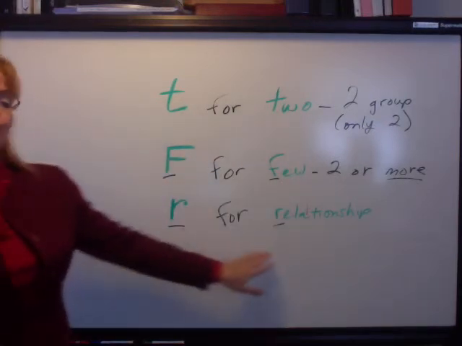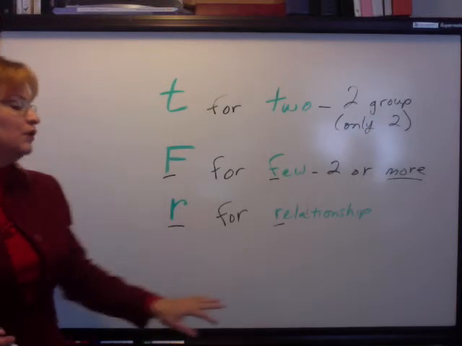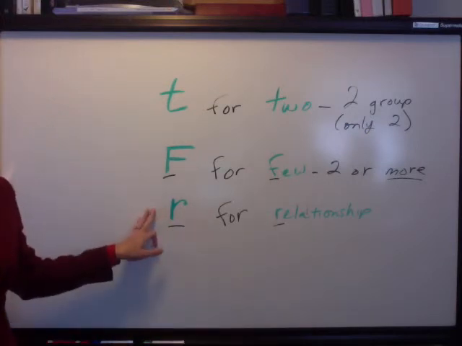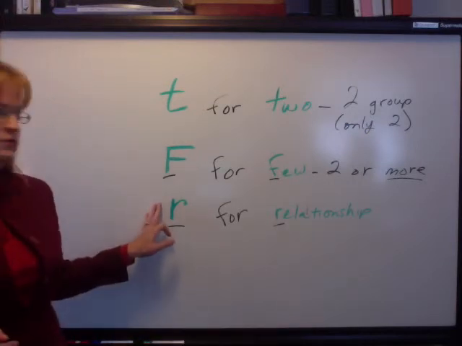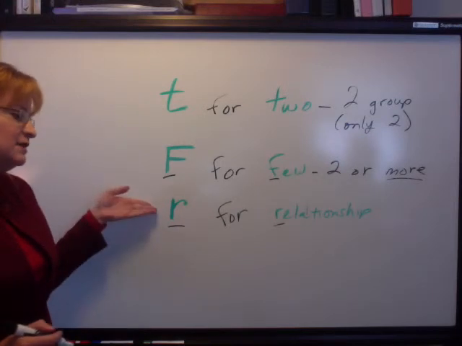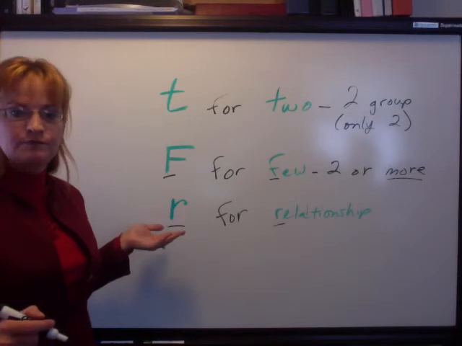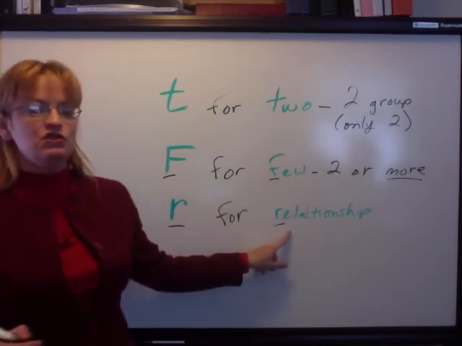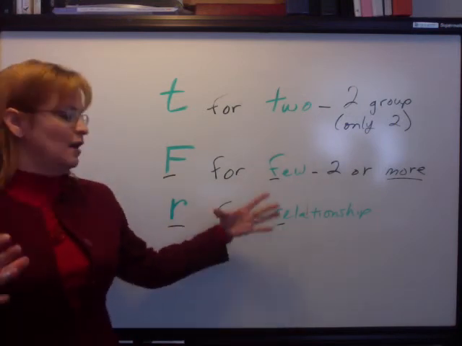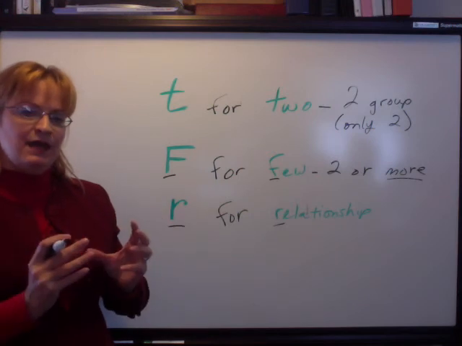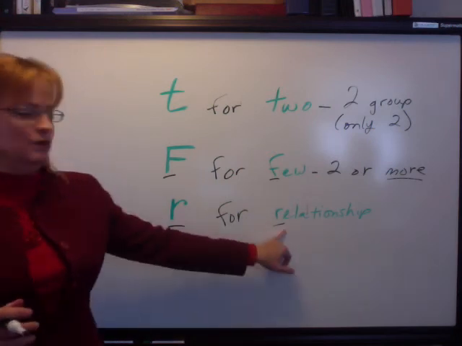And then r is for relationship. When you're measuring the strength of a relationship, you can compute an r, also known as a correlation, or if you want to know an effect size, one of the measures of effect size is r squared. So r is for relationship. If you're measuring the strength of how 2 variables relate, r, relationship.